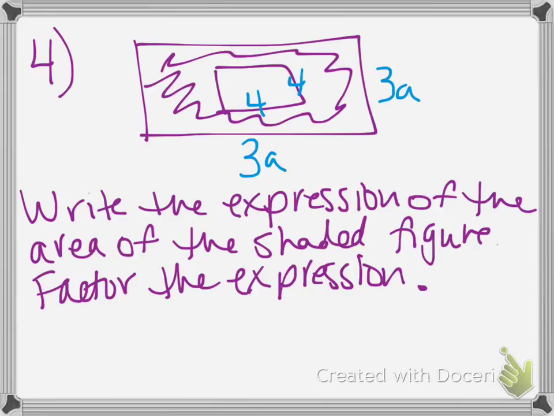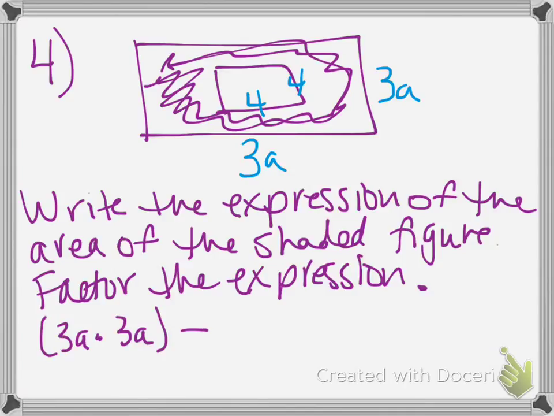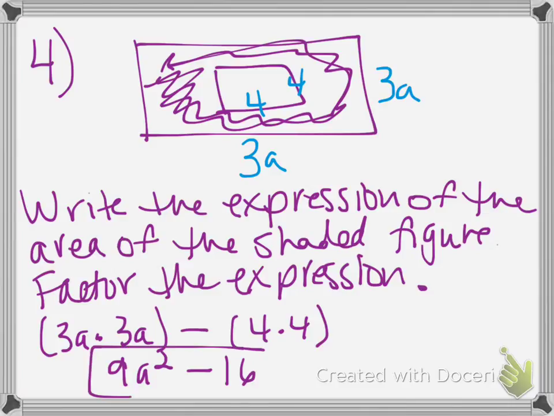So to find the area of just the shaded region, I have to take the area of the outside square, which is 3a times 3a, and then I'm going to have to subtract what's been punched out, which is the 4 by 4 square. So then I have 3a times 3a, which is 9a squared, minus 4 times 4, which is 16. So that is the expression. So I wrote the expression. Now I need to factor that expression.